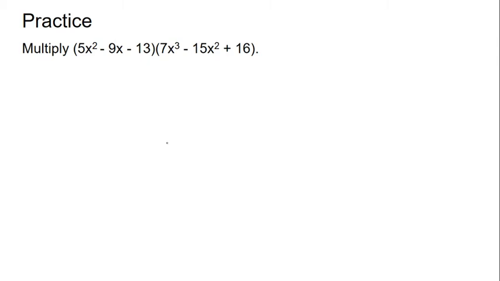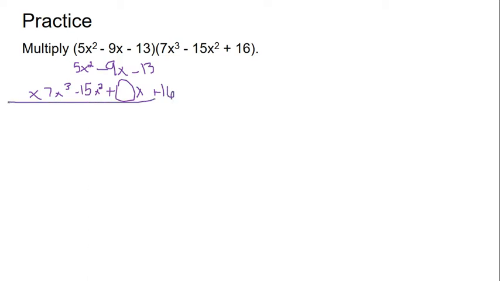So now that you've paused your video and done it, now we're going to go ahead and do it. So we have our 5x squared minus 9x minus 13 times 7x cubed. Remember to fill in zeros if there are any missing ones. So we got our 0x, wrote that a little big, plus 16. Alright, so now we're going to start our multiplication.